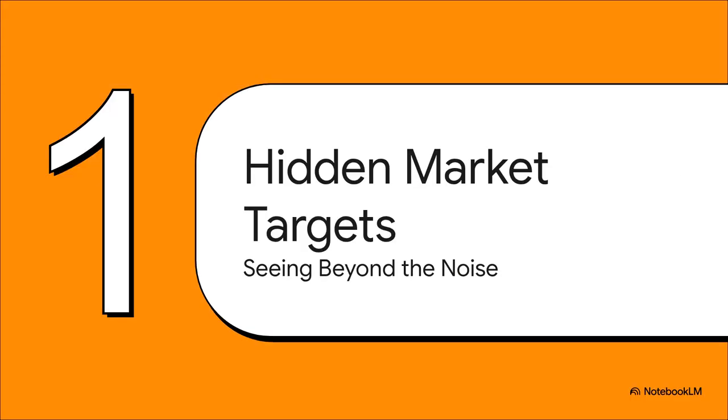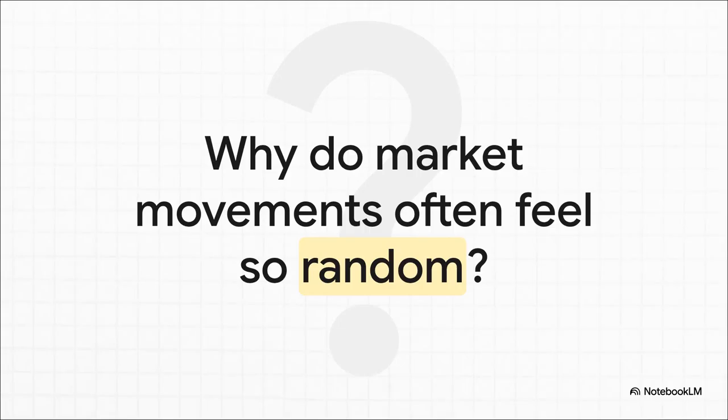The very first thing we have to do is shift our mindset. We need to stop seeing the market as just a bunch of random noise, those squiggly lines on the chart. Instead, we need to start seeing it for what it is, a playing field with very, very specific targets. So let me ask you something, and be honest. Have you ever looked at your charts and just thought, why does this feel so random? I mean, one day we're rocketing up, the next day we're falling off a cliff. It's so easy to feel like you're just guessing, right?